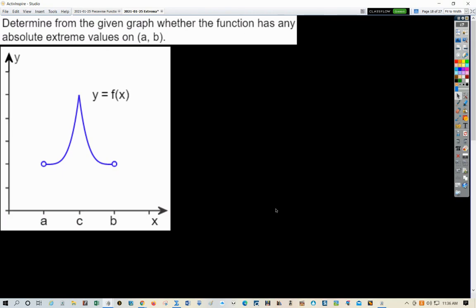How about this one? What do you think? Andrew, is there an absolute minimum? No. Is there an absolute maximum? No. How come? Well, because that's a sharp corner. That's all right, though. Sharp corners can be maxima. So I guess it is.